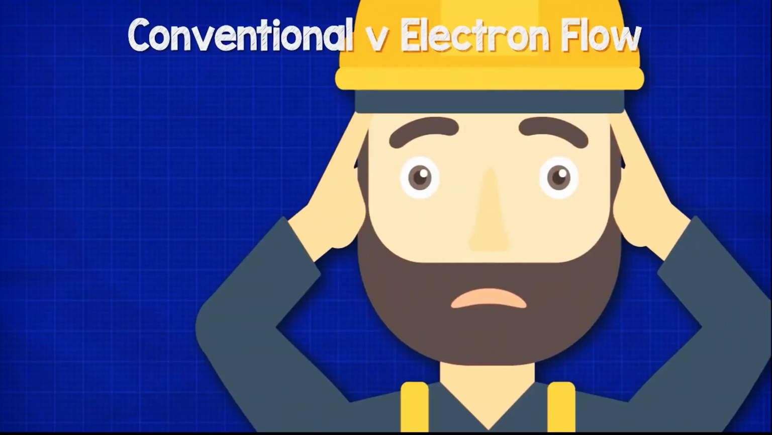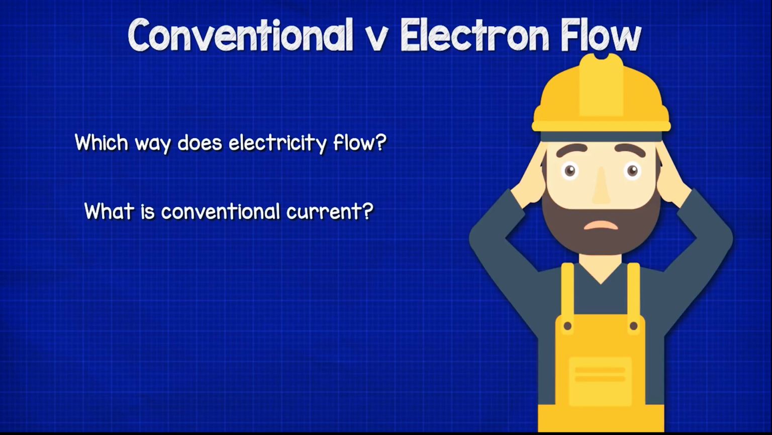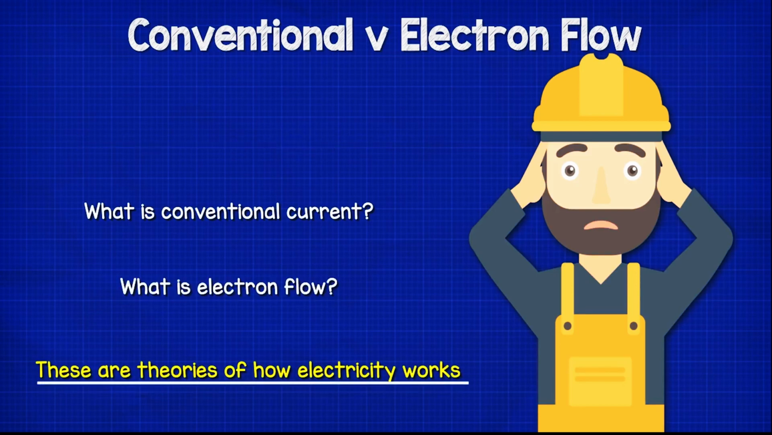Something that's going to cause you great confusion when you're learning about electricity is the difference between conventional current and electron flow. These are both theories of how electricity works.